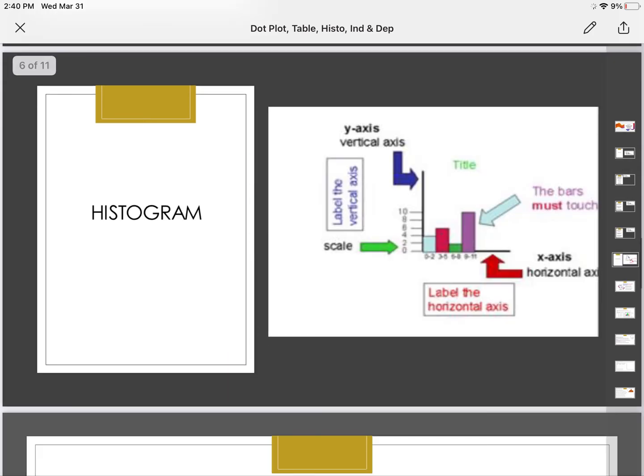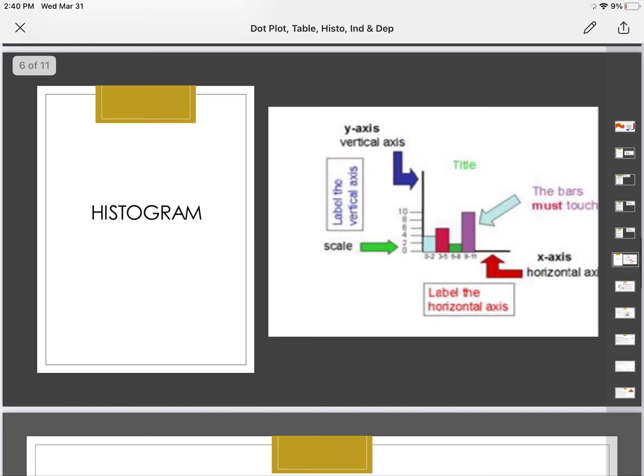Okay, next we're going to talk about histograms. So a histogram, this is what it looks like over here to the right. As you can tell, we have a graph that looks just like a bar graph, but the numbers are squished together. As you can tell down at the bottom, there's a range of numbers. So they're saying 0 to 2 is your first data point, and there were 4 things that fell under the 0 to 2 category. 3 to 5 is the next bar here, and that had 6 things that fell under that category. 6 to 8 had 2, and then 9 to 11 had 10. So that's how you would read it.